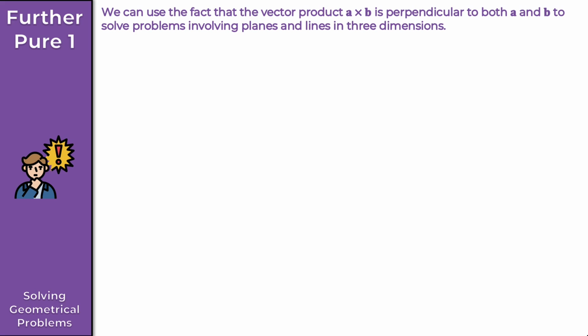In this video, we're going to take a look at solving geometrical problems. Now we can use the fact that the vector product A cross B is perpendicular to both A and B to solve problems involving planes and lines in 3 dimensions.